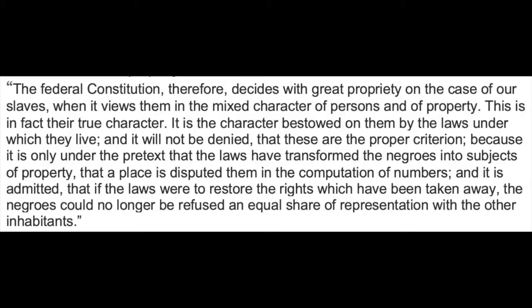So he goes on. He states next, and I quote, "The federal Constitution therefore decides with great propriety on the case of our slaves when it views them in the mixed character of persons and of property. This is in fact their true character. It is the character bestowed on them by the laws under which they live, and it will not be denied that these are the proper criterion, because it is only under the pretext that the laws have transformed the Negroes into subjects of property, that a place is disputed them in the computation of numbers, and it is admitted that if the laws were to restore the rights which have been taken away, the Negroes could no longer be refused an equal share of representation with the other inhabitants," end quote.